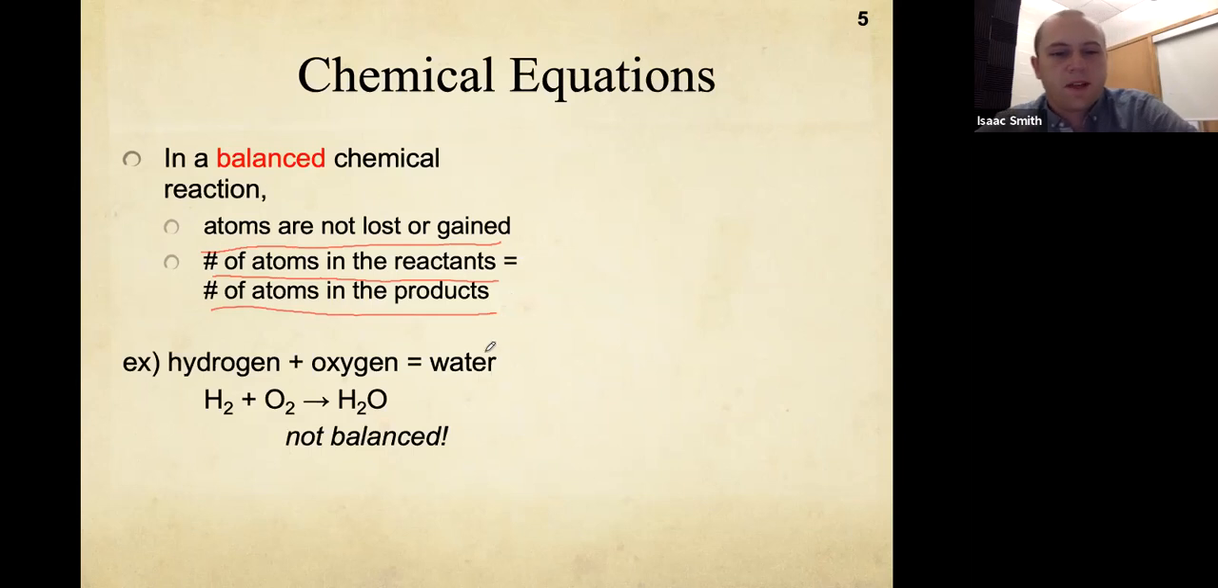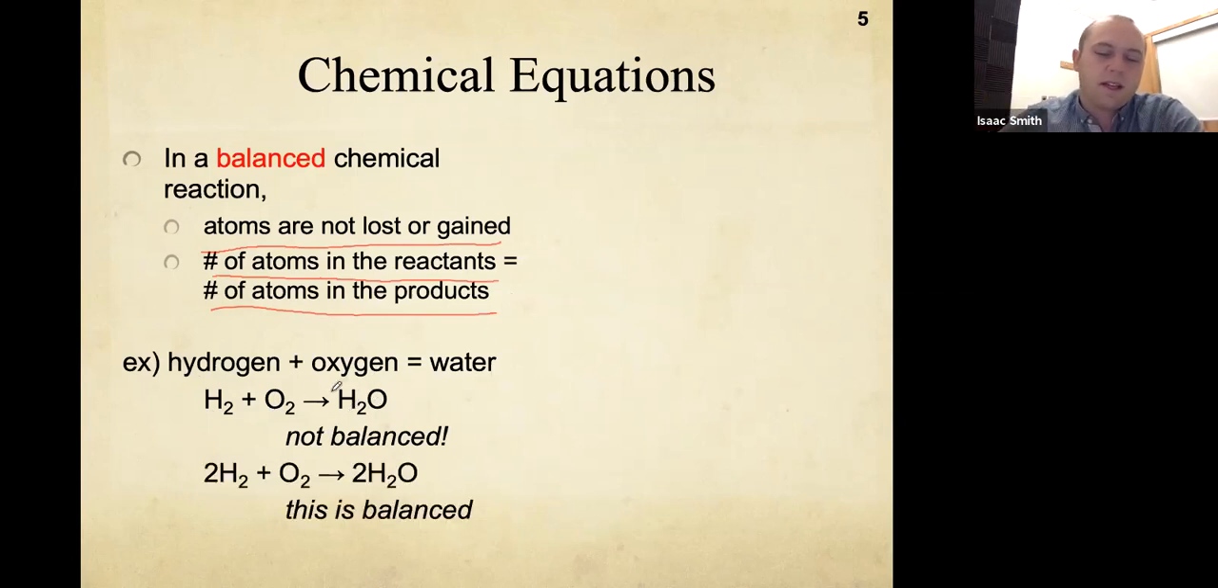Here's an example. So if you mix hydrogen and oxygen, you can get water, okay? We have 2 hydrogens on the left side here and 2 oxygens on the left side. And on the right side, we have 2 hydrogens, but we only have 1 oxygen. So we need to balance this. So what we do is add coefficients in front of the different compounds in order to balance it. We can add whole number coefficients in order to do that.